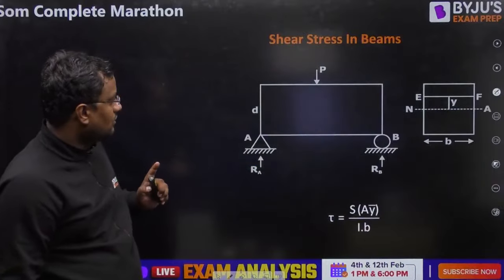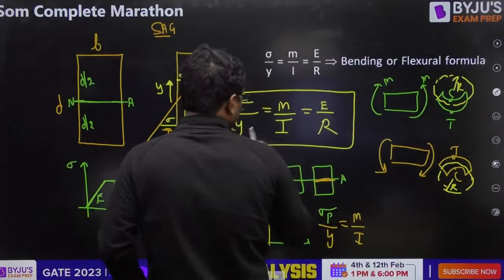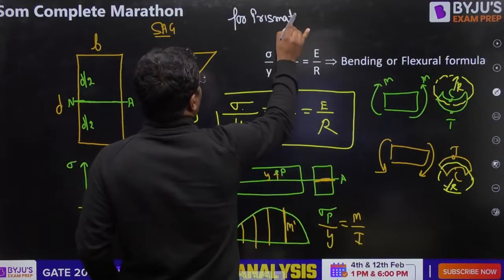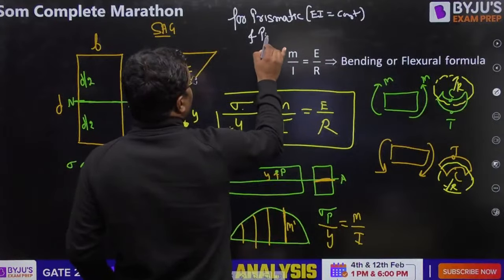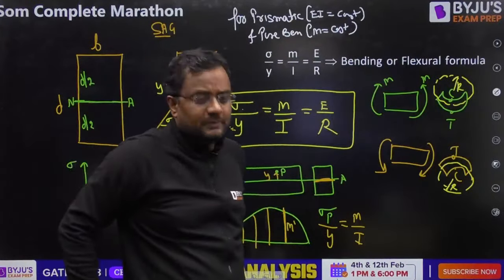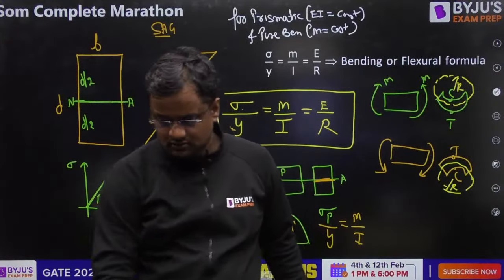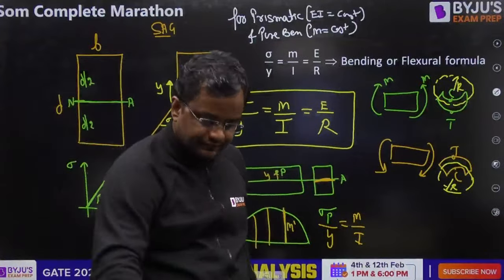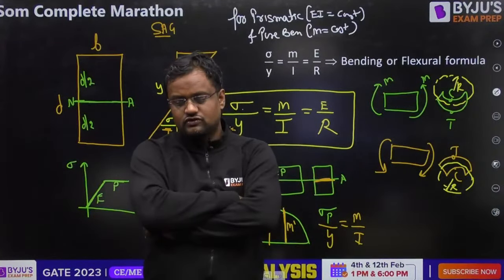Okay. Now, moving on, one more thing I want to tell you. For a prismatic beam, prismatic means EI is constant, and pure bending means M is constant. Guys, in pure bending, what is the shear force? Can you please let me know in the comment section? For pure bending, the shear force will be 0.